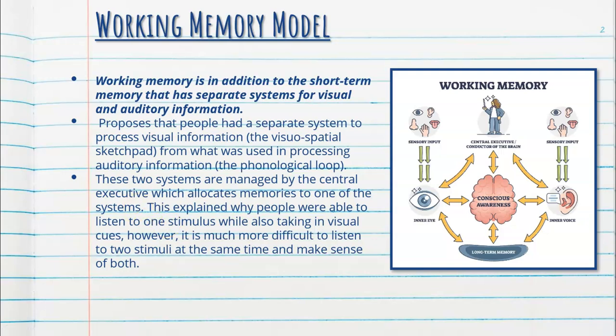So this explains why people are able to listen to one stimulus while also taking in visual information, but it's much more difficult to listen to two stimuli at the same time and make sense of both. In other words, we can look at and hear pieces of information simultaneously, but if we have too much information being bombarded, so our visuospatial sketchpad and our phonological loop are receiving conflicting information, or there's two things being played at once that we're trying to listen to, it's going to be far harder to process.